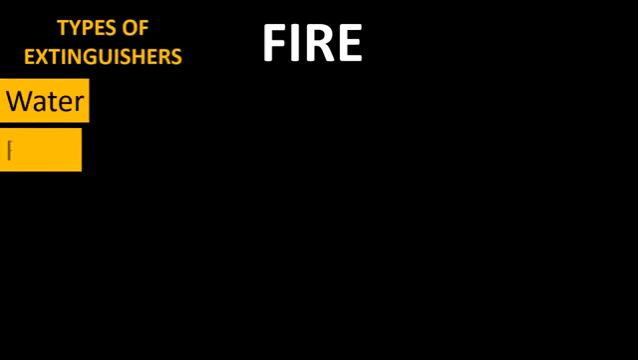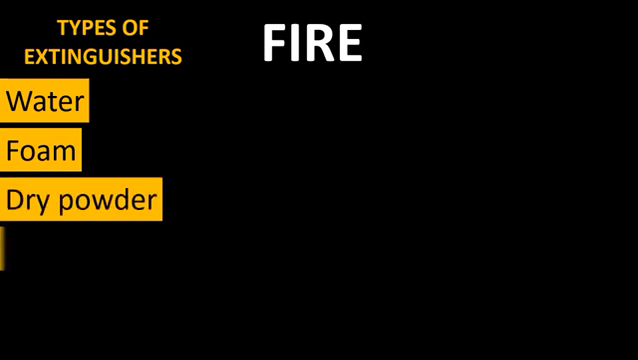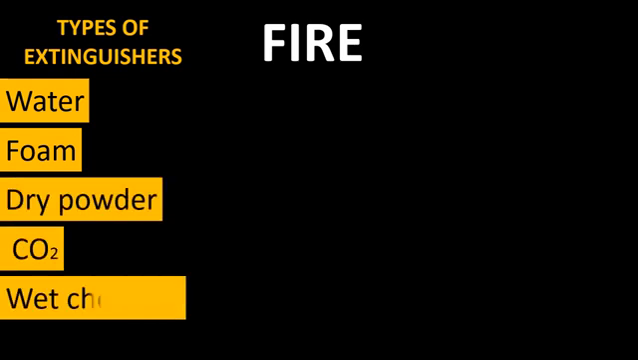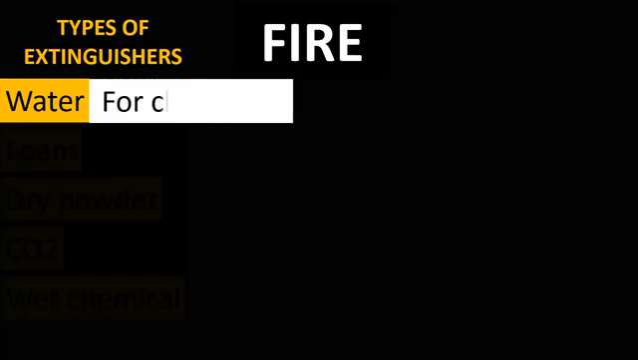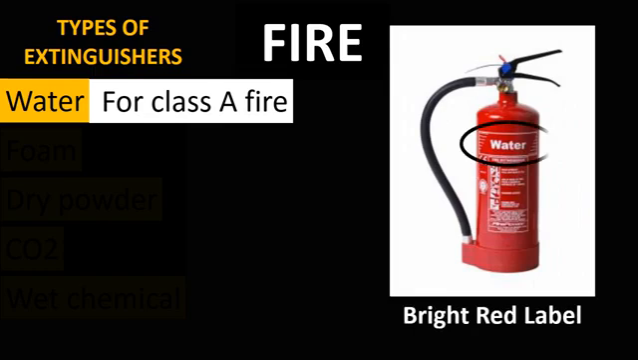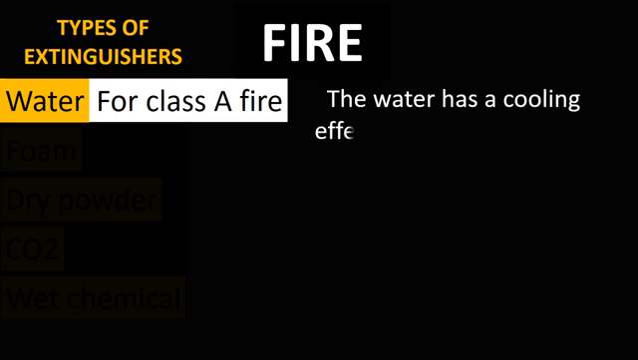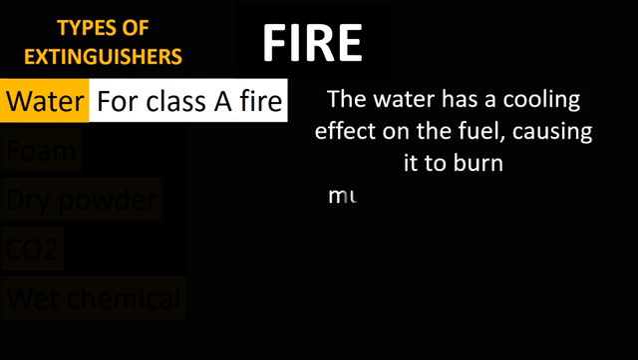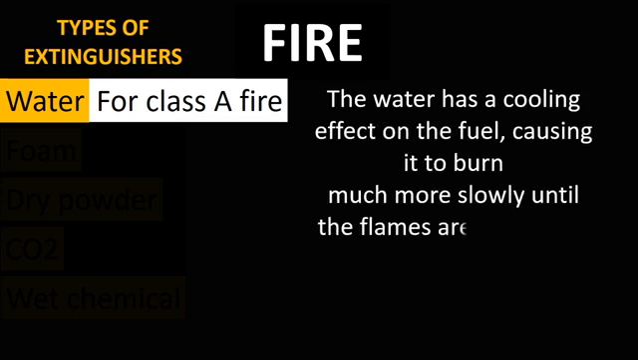Fire extinguishers could be of one of the following types: water type, foam type, dry powder type, carbon dioxide type, or wet chemical type. Water type fire extinguishers are used for Class A fire, and they have a bright red label. Water has a cooling effect on the fuel, causing it to burn much more slowly until the flames are eventually extinguished.